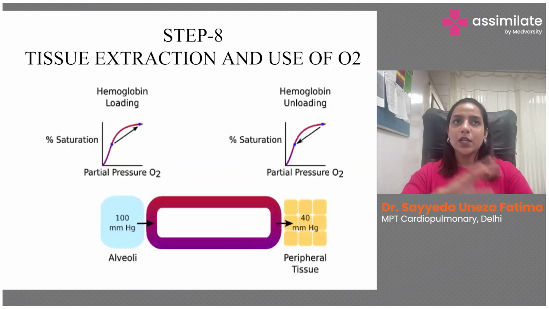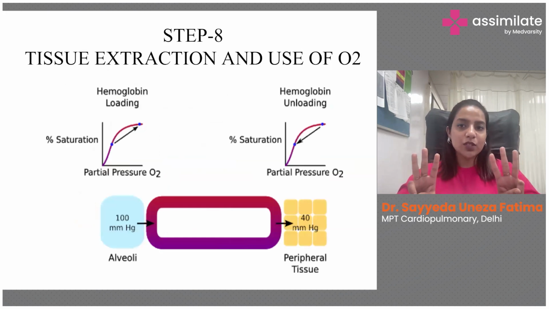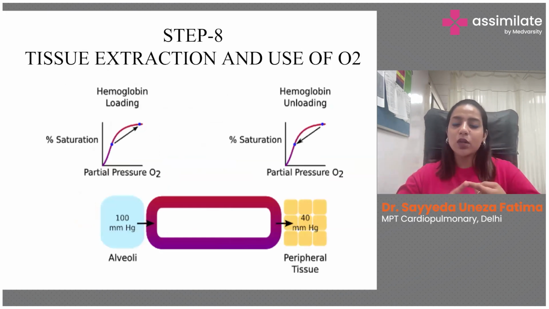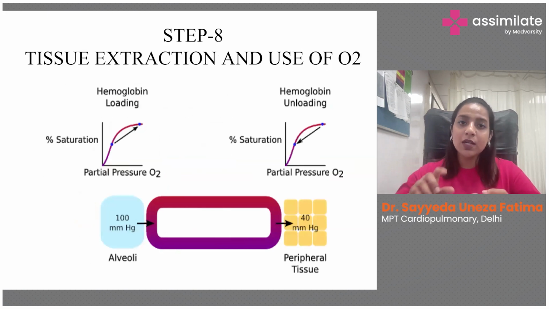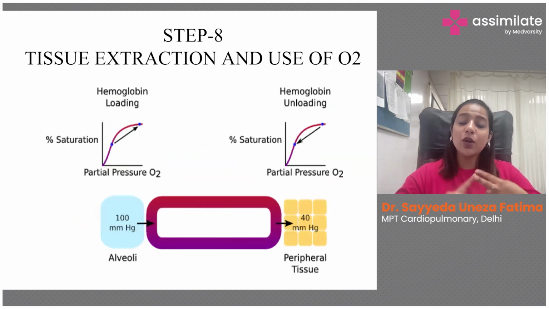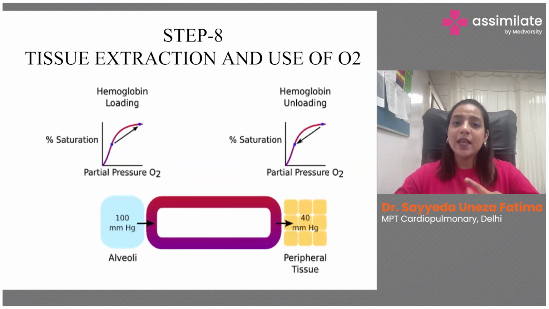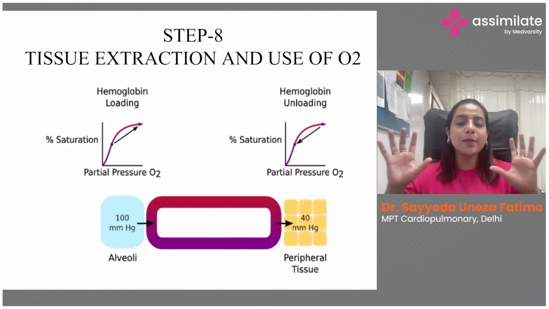Yeah. So till now we have studied three types of hypoxia. There are a total of four. So we talked about hypoxemic hypoxia, anemic hypoxia, circulatory hypoxia. Now coming to cytotoxic or histotoxic hypoxia.